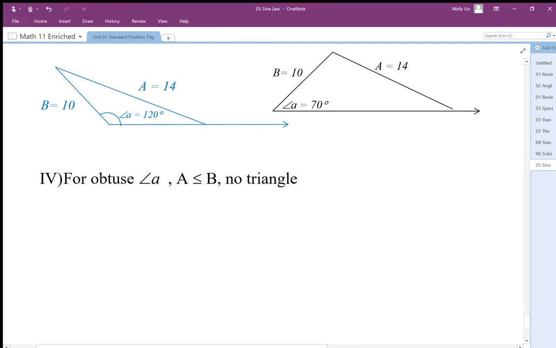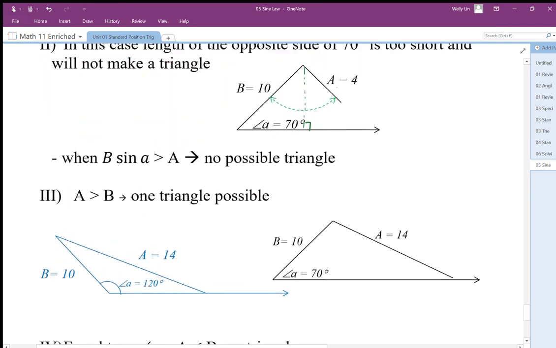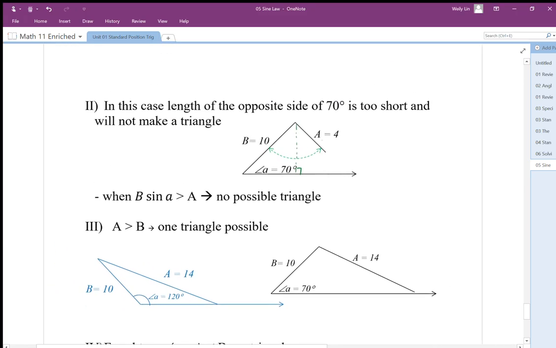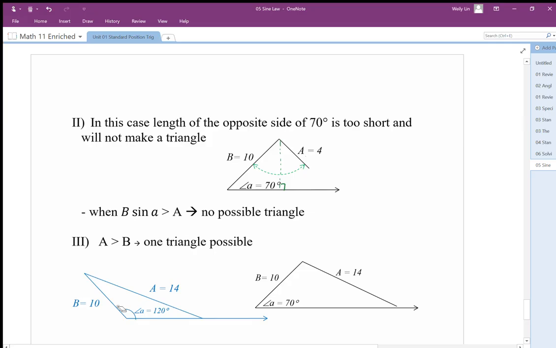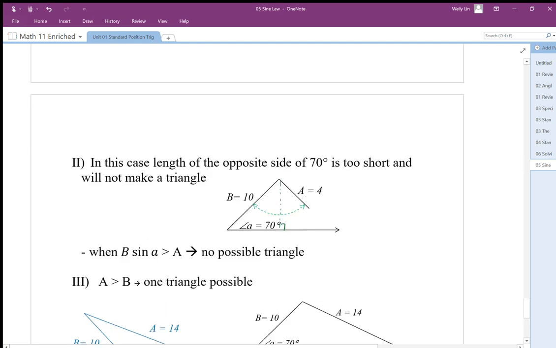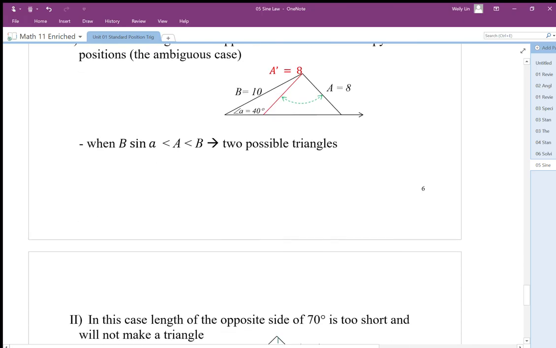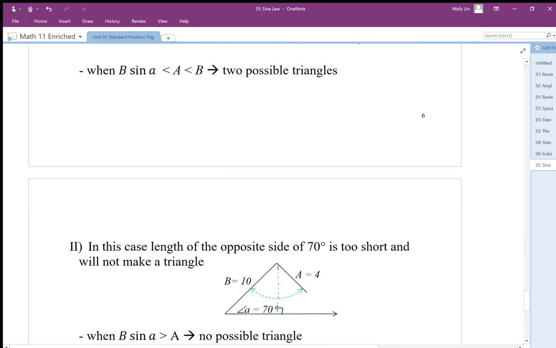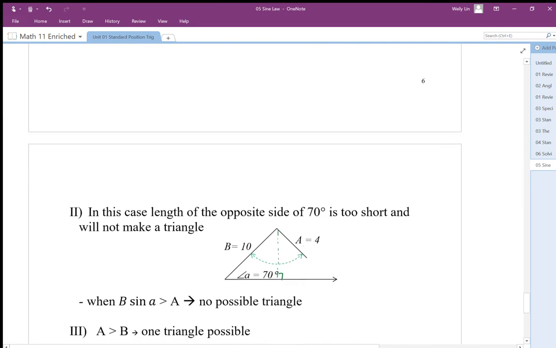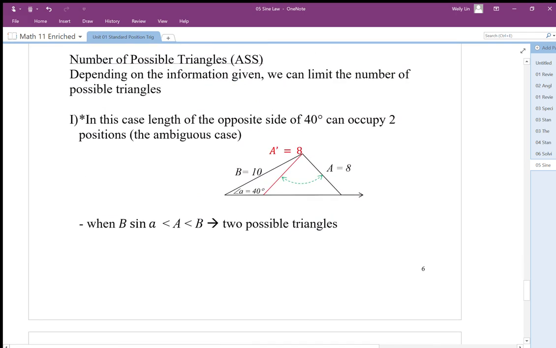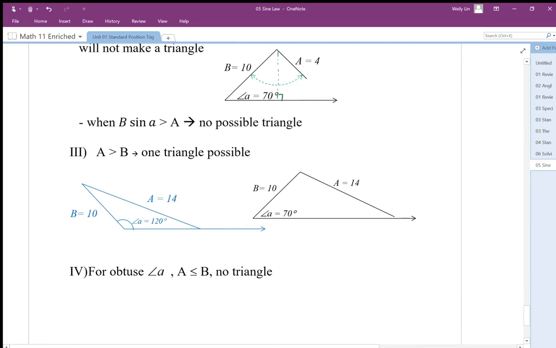So you don't really need to remember this one, but what is good to know is this: if the angle is greater than 90 degrees, only one triangle can be made. If it's less than 90 degrees and side a is longer, one triangle can be made. If it's less than 90 degrees and side a is shorter, two triangles can be made. And if it's really too short, then no triangles can be made. So these are the special cases here. This is the normal case, number one. The special cases are these ones here.